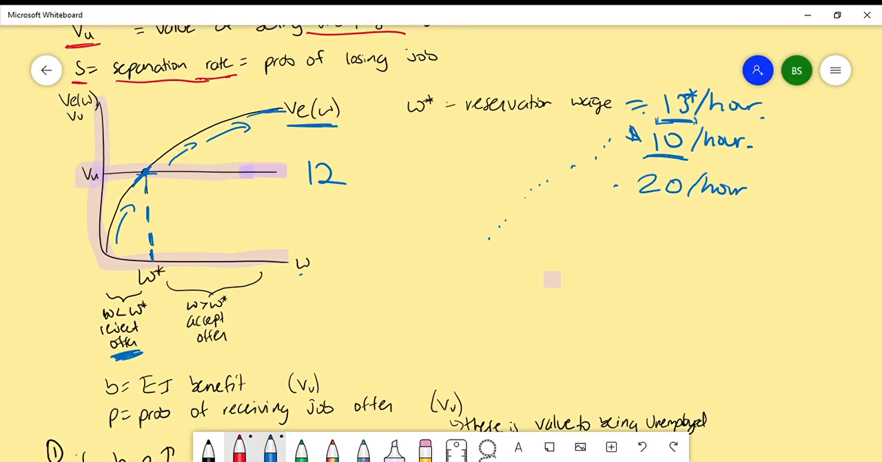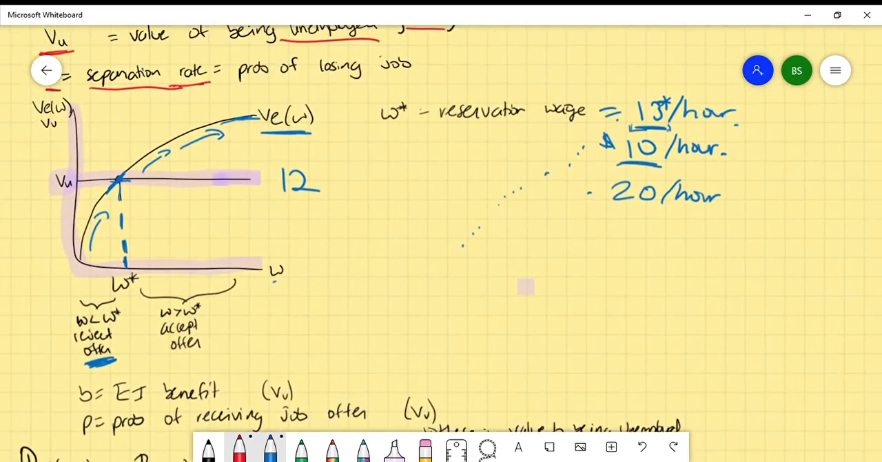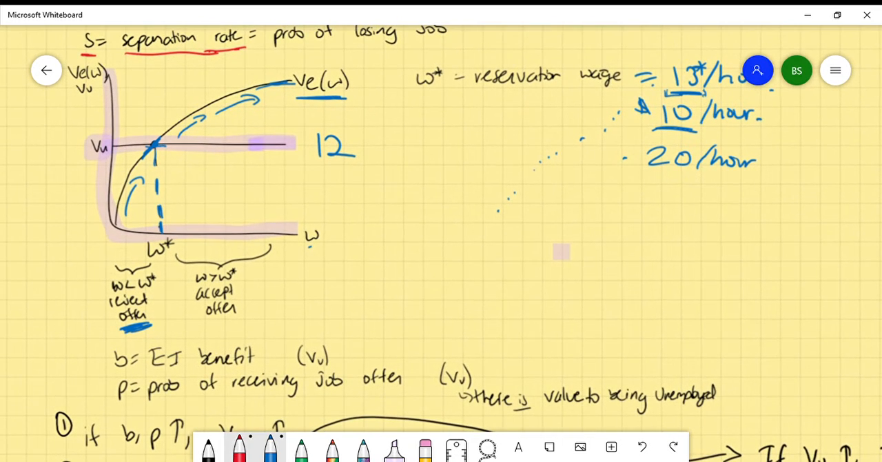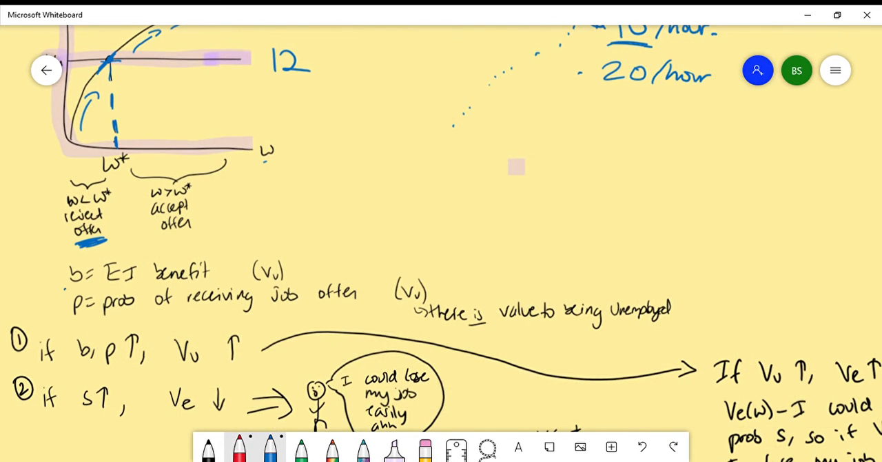Some other terminology: B stands for the EI benefit, and P stands for the probability of receiving a job offer. Remember how I said there's value to being unemployed? The value of being unemployed is these two things. First, you get your unemployment benefits if you don't have a job. And second, if you don't have a job, it's not like you're going to be unemployed forever. You'll probably get a job soon. So the probability of you getting a job adds on to the value of being unemployed.